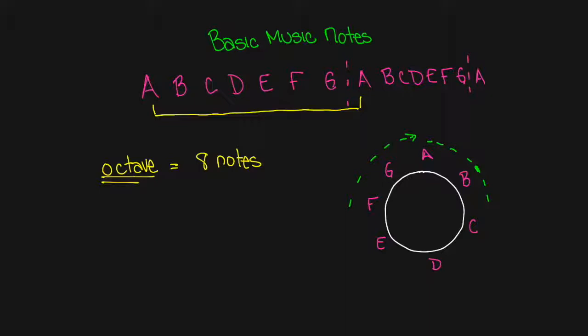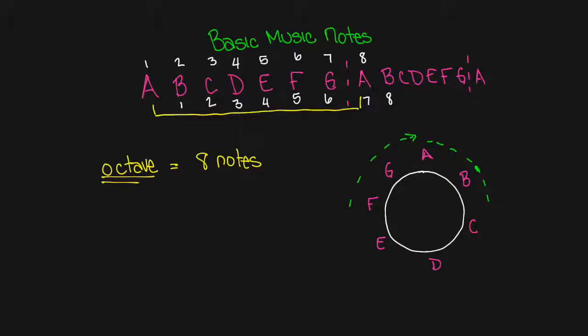If I think about A, and if I label these 1, 2, 3, 4, 5, 6, 7, and 8. Okay, and if I were to start, let's say, from B, 1, 2, 3, 4, 5, 6, 7, and 8. Okay, so that is what's called an octave.